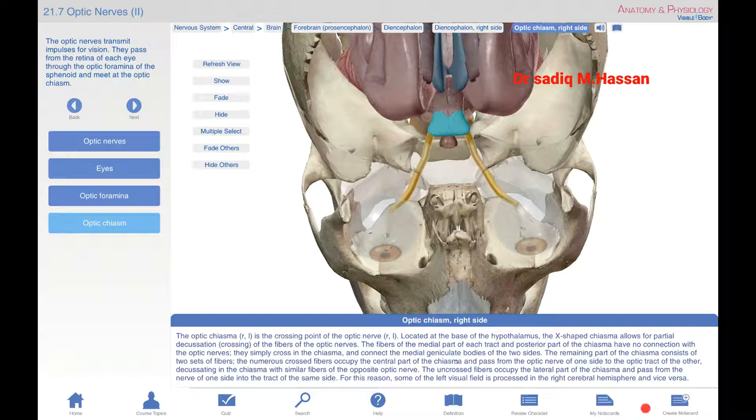They connect the medial geniculate body on the two sides. The remaining part of the chiasm consists of two sets of fibres. The numerous crossed fibres occupy the central part of the chiasm, passing from the optic nerve of one side into the optic tract of the other, decussating in the chiasm with the similar fibres of the opposite nerve. The uncrossed fibres occupy the lateral part, which is the temporal one.